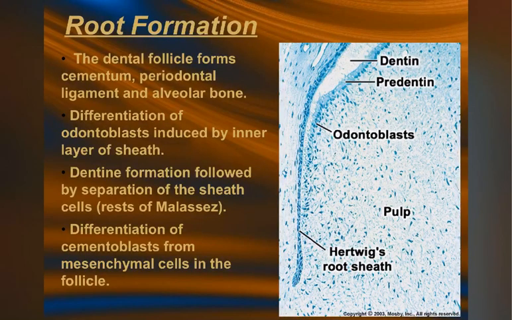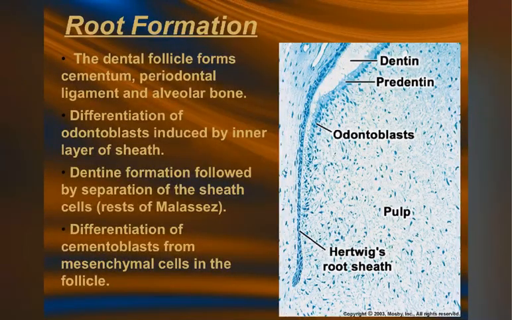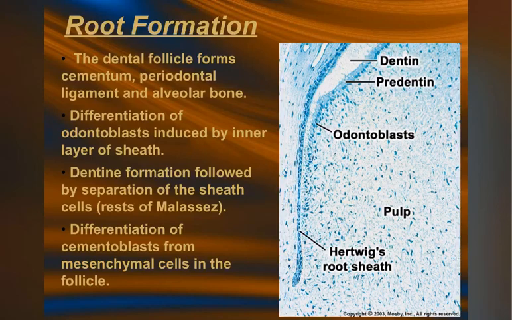Differentiation of cementoblasts from mesenchymal cells in the follicle. After the fenestration of the Hertwig's epithelial root sheath, as we said, the cells come in contact with the hyaline layer and become differentiated into cementoblasts, and then they secrete cementum.